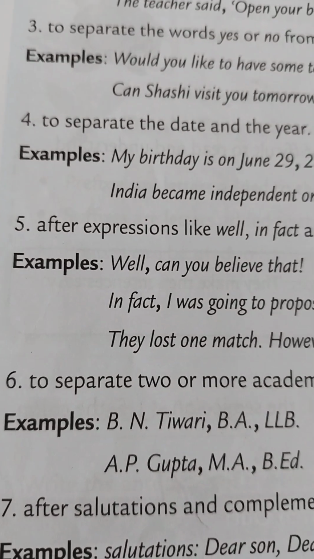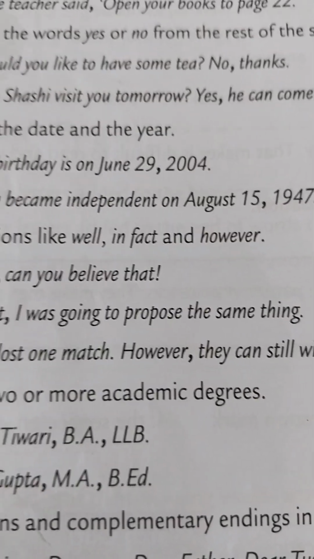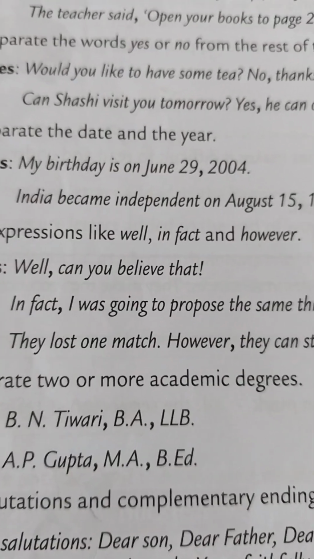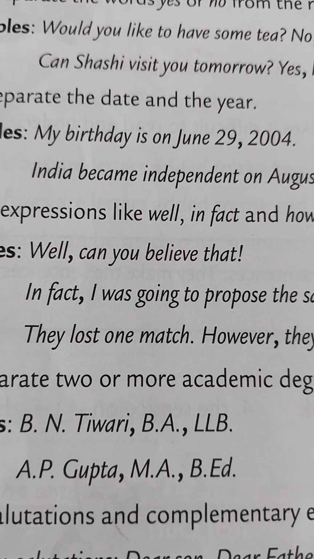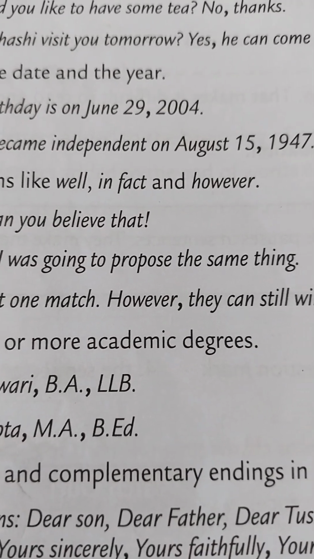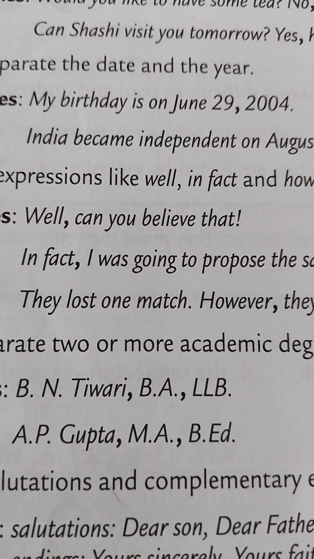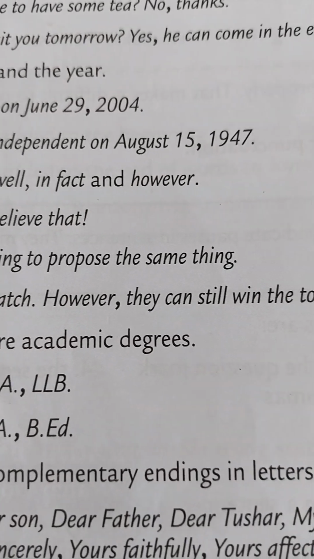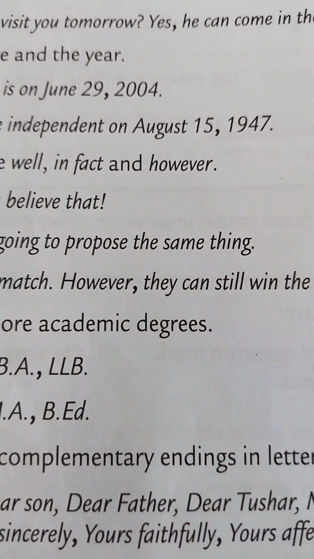Now we use comma, children, after expressions like well, in fact, and however. For example, we can see this in these sentences. Well, can you believe that? Now you can see after the word well, we have put comma. Then, in fact, I was going to propose the same thing. So here also we have used comma after the words in fact. They lost one match, however, they can still win the tournament. Now we have placed comma after however.